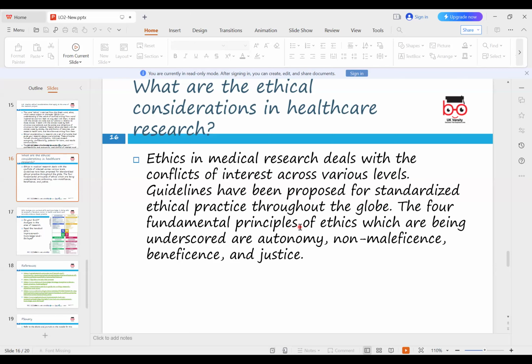Non-maleficence means, are they going to be harmed in any way? You would have to mention that there is no harm, or that it is non-maleficent.